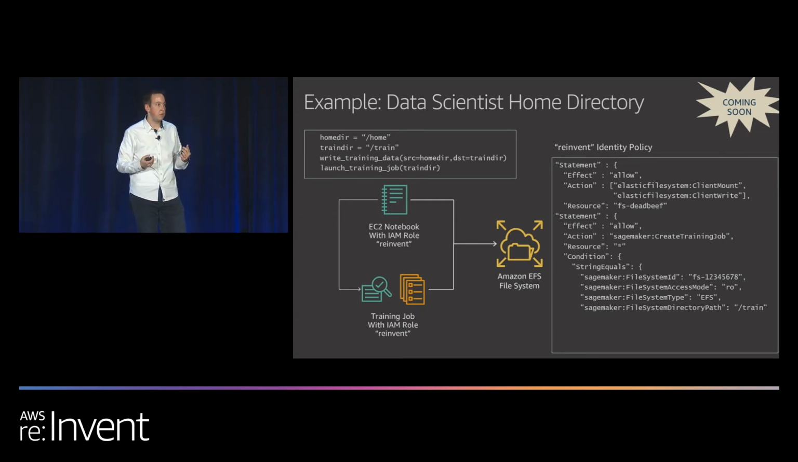So think of a case where each user has their own notebook server. In that case, you could use the IAM roles. You could give the notebook server the IAM role that gives them specific access to the file system. And that notebook server would be kicking off SageMaker training jobs, which would be governed by the SageMaker identity policy that we just mentioned. So you can control it from both sides, both the notebooks and the training jobs.